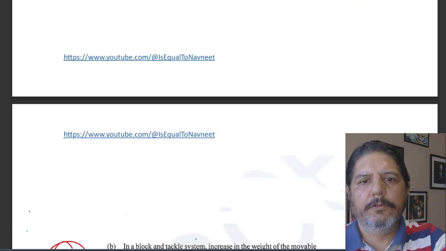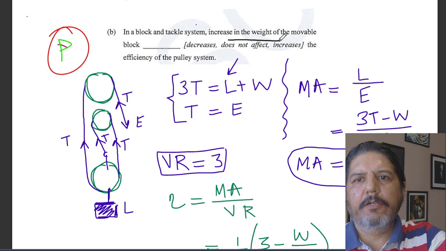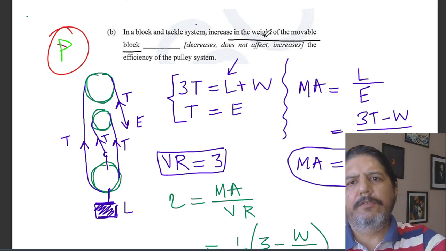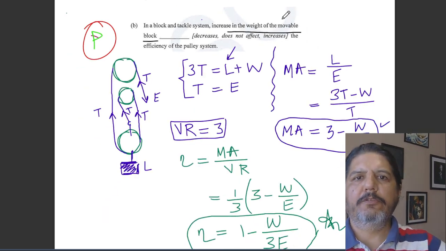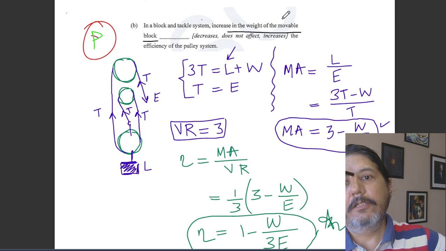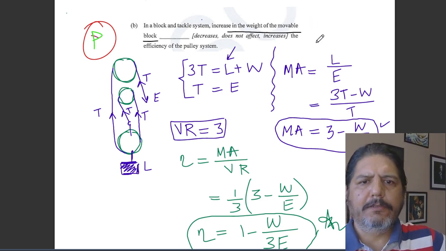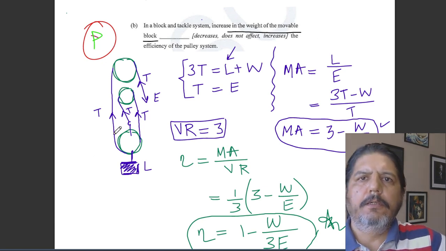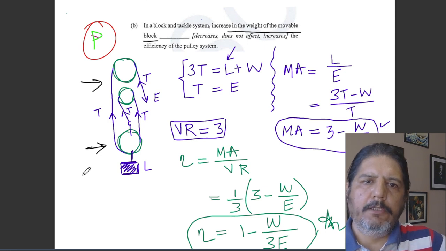Let's move to the next question. In a block and tackle system, increase in the weight of the movable block decreases, does not decrease, increases the efficiency of a system. So I'll spend some time to explain this, though it's a 1 mark question. So what I've done is basically I've taken a simple example of a configuration where there are 2 fixed pulleys and 1 movable pulley where the VR is equal to 3.